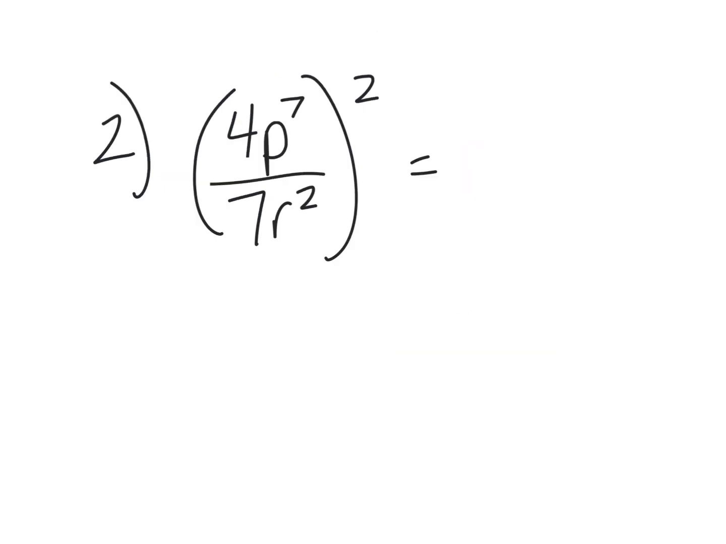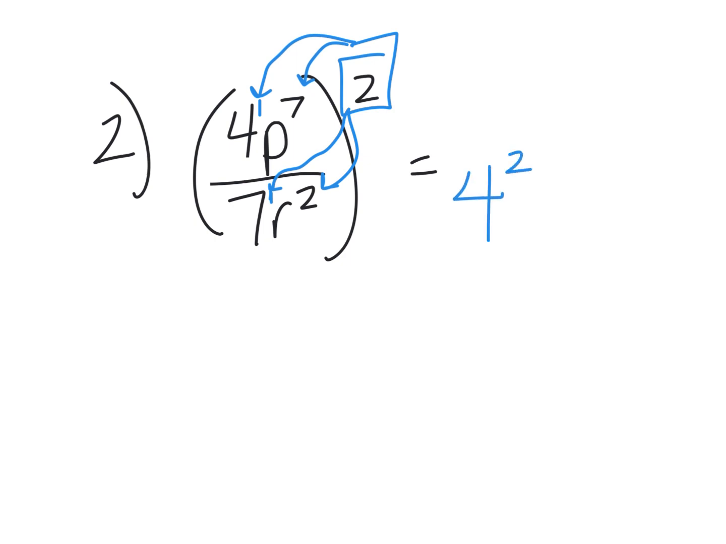Okay, so looking at number 2, we have this whole thing to the 2nd power. So that means we're going to multiply every single exponent by 2. So the 4 to the 1st power is going to be multiplied times 2, the 7 times 2, and then the 2 goes underneath to the 7 to the 1st power and to the r squared. So I'm going to rewrite all of that. So we would have 4 to the 2nd power, p to the 14th power, over 7 to the 2nd power, r to the 4th power.